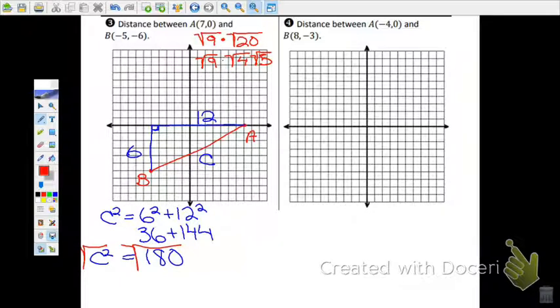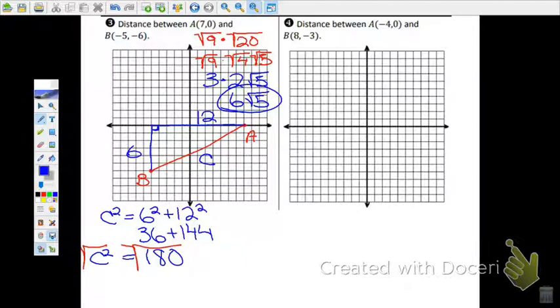Okay, so I have a square root of 9, a square root of 4, and a square root of 5. What's the square root of 9? 3. What's the square root of 4? 2. What's the square root of 5? Square root of 5. 3 times 2 is 6. So 6 square root of 5 is my answer.